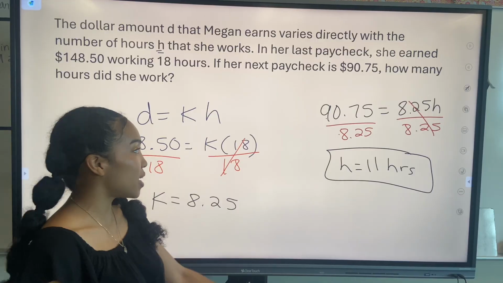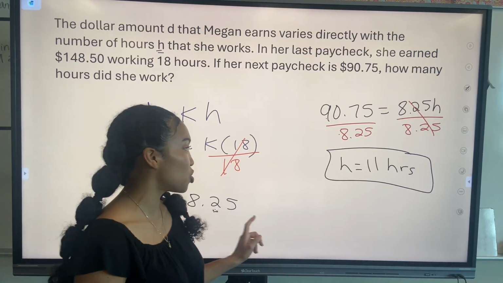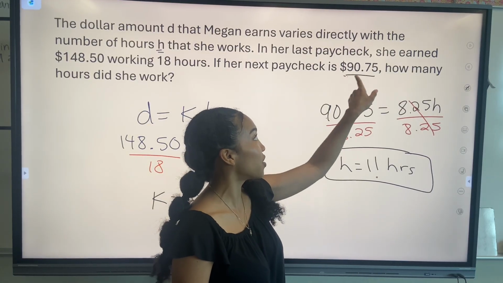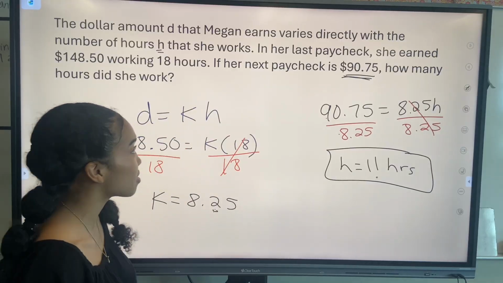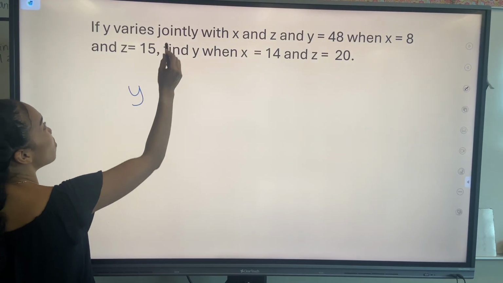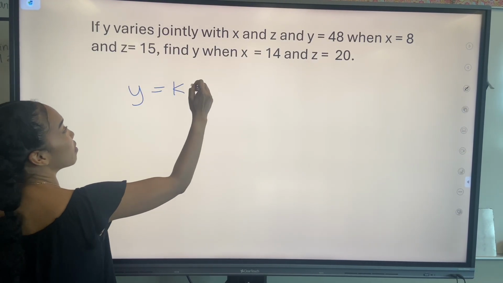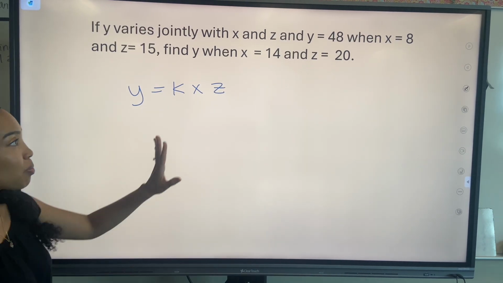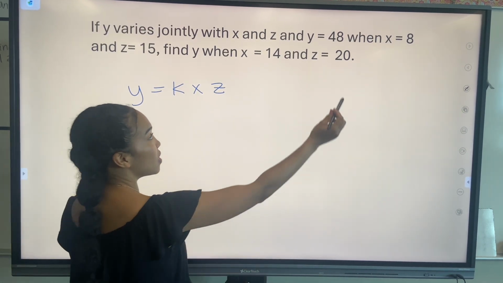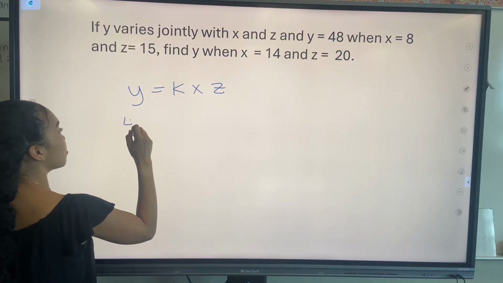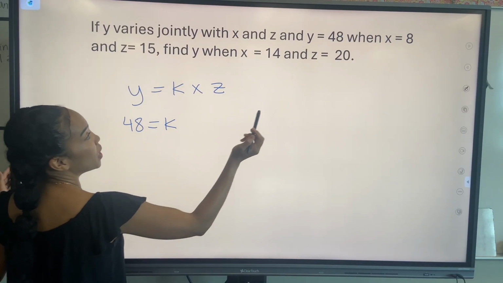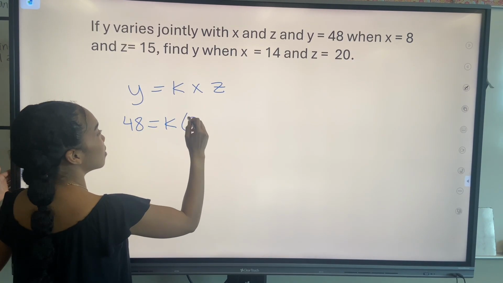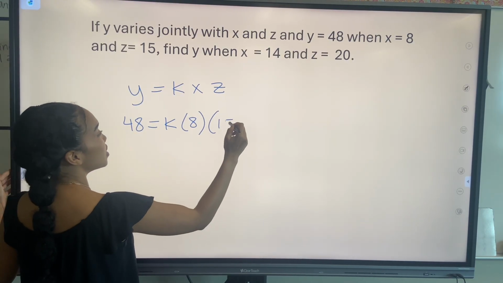So if she gets paid $8.25 and she works 11 hours, that's how she got the $90.75. So it says Y varies jointly with X and Z. So this is your equation. Now we're going to plug in the values that they gave us. They said that Y is 48 when X is 8 and Z is 15.